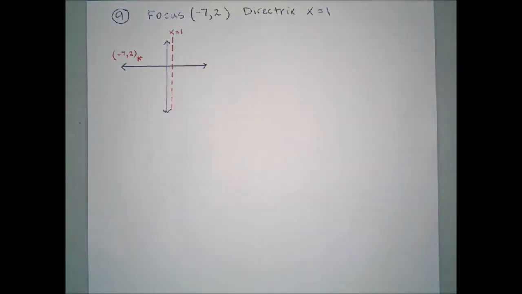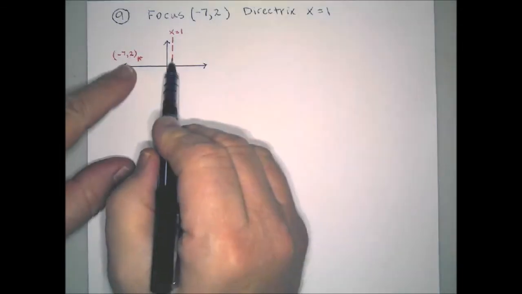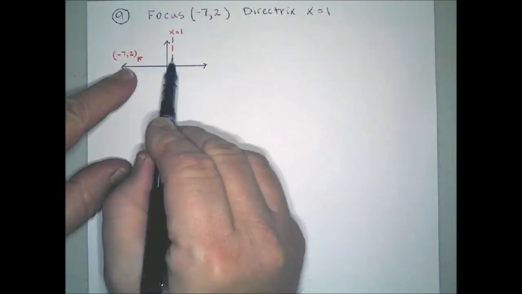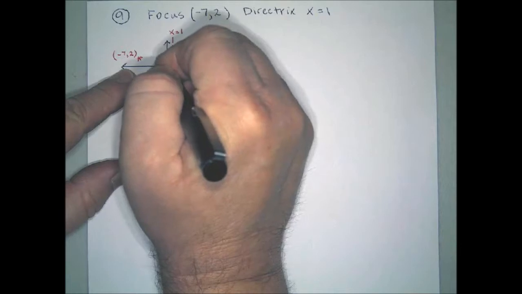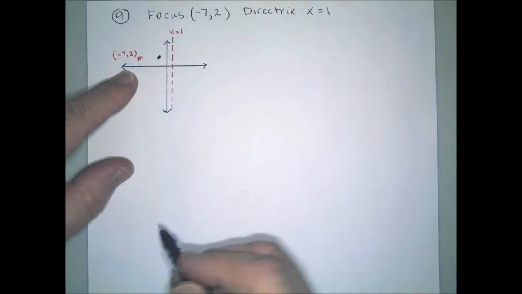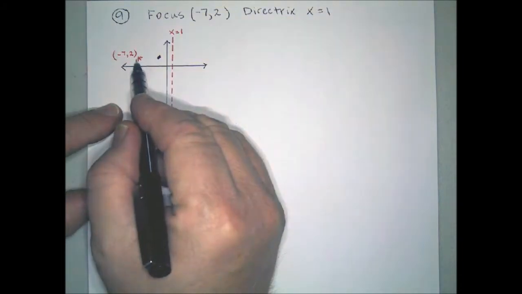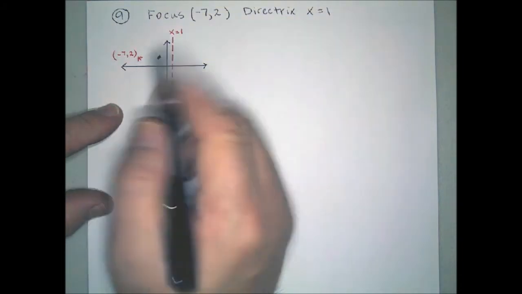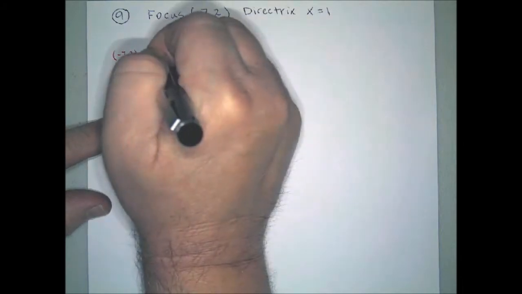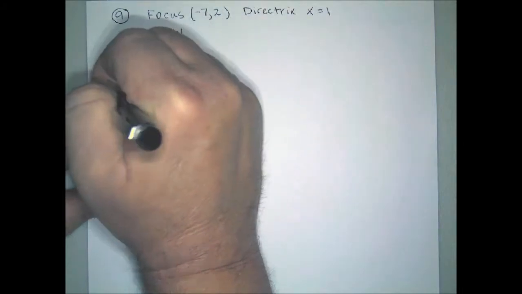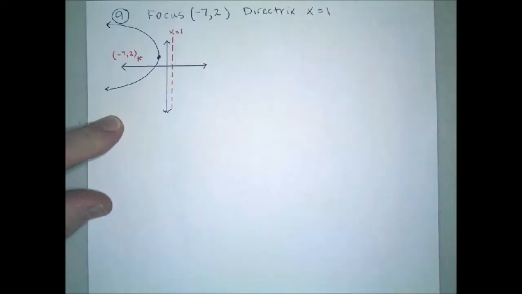Now, the reason you want to make a picture of this and start graphing it out is you already know some things about this parabola. The vertex is always halfway between the focus and the directrix, so I'm going to mark the vertex at about right there. And we also know the focus is always on the inside of the opening of the parabola, so I know this parabola must open to the left. So, this parabola does something like that.